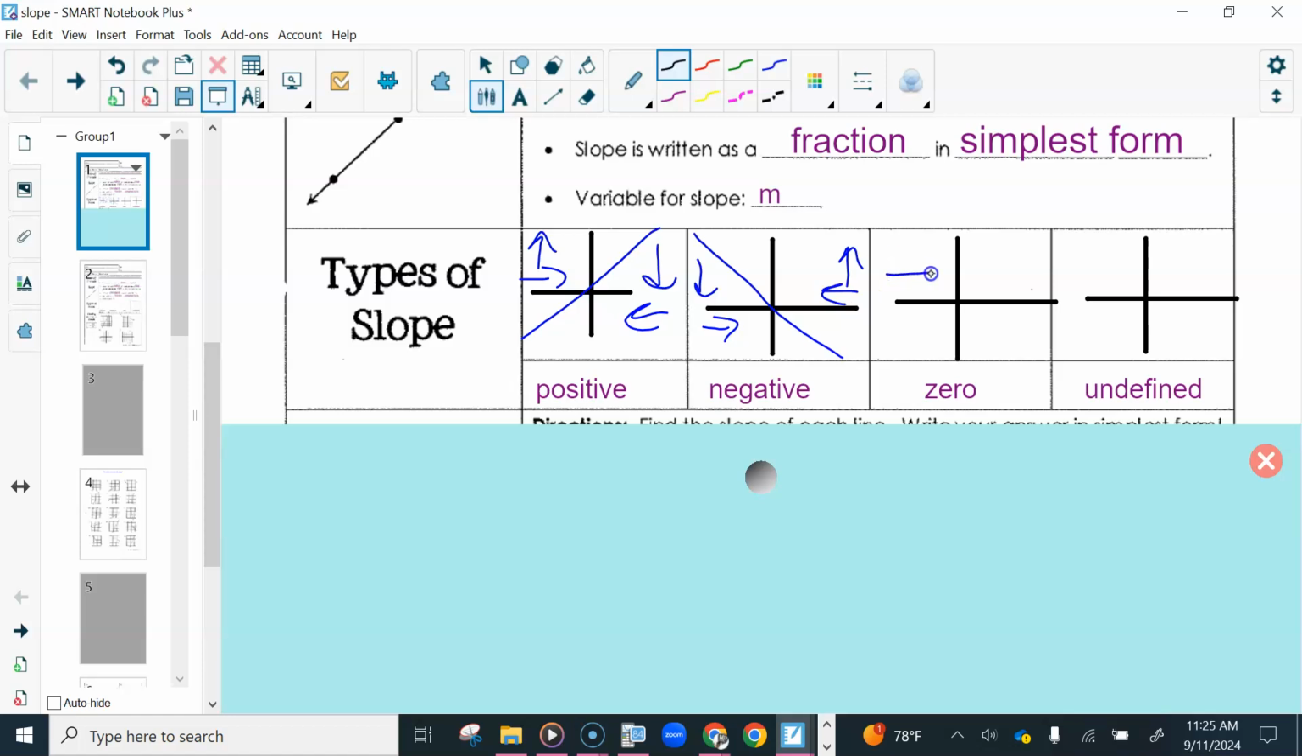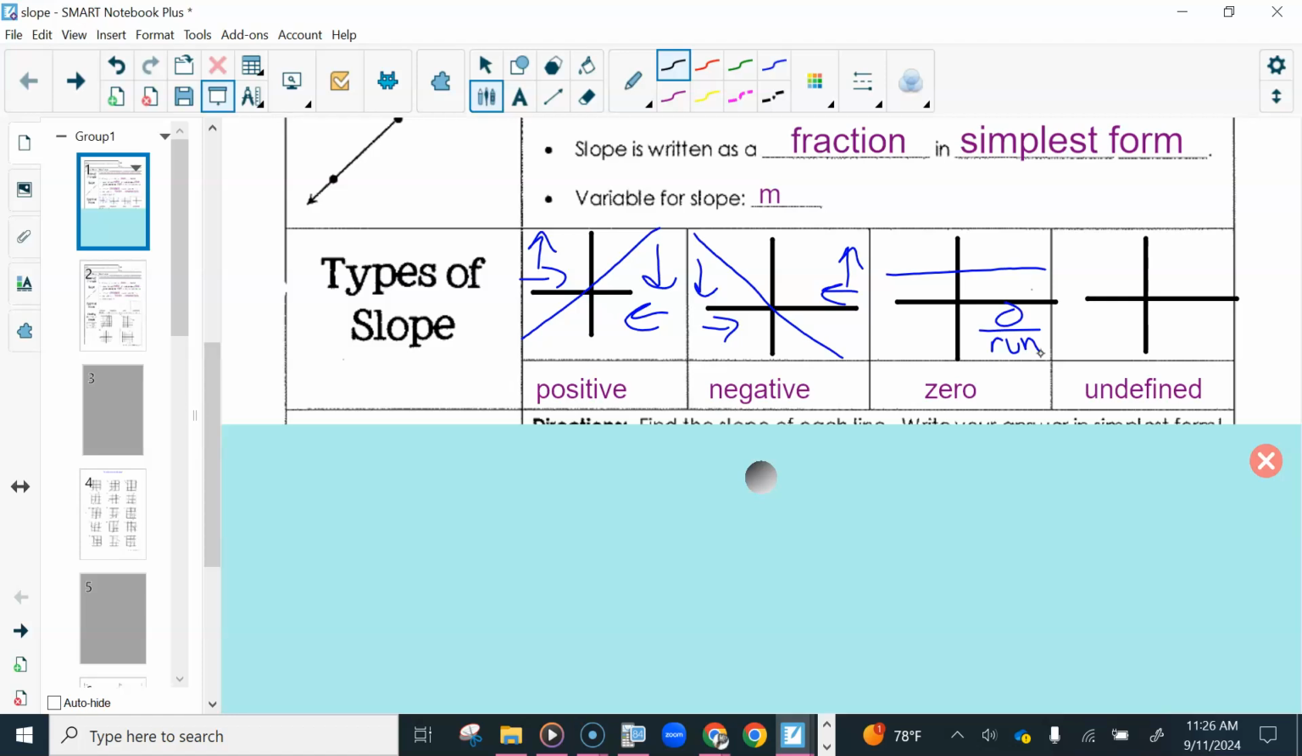0 is a straight horizontal line. Because if I'm looking at the rise, am I going up or down? Well, my line is a little crooked, but pretend it's just really straight. Am I going up or down? No. So I have like some 0 over whatever my run is. And 0 divided by anything is what? 0. So the slope is always going to be 0 for that one.